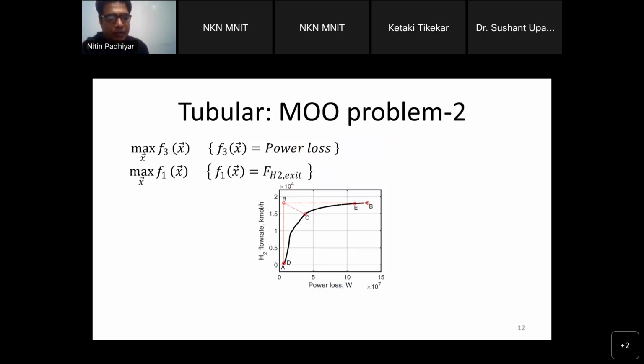As I mentioned, I'm not giving too much detail about how to solve this problem, but we realized from the literature that nobody had used power loss as the criterion for designing the reactor.